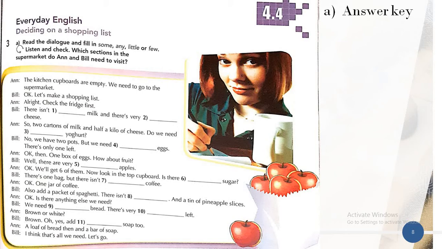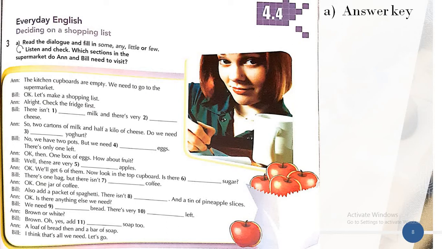So we have everyday English. So we have deciding on a shopping list. In this exercise, we will practice our grammatical lesson that we have studied in the last lesson. We have A, read the dialogue and fill in some, any, little or few. Listen and check which sections in the supermarket Anne and Bill need to visit.